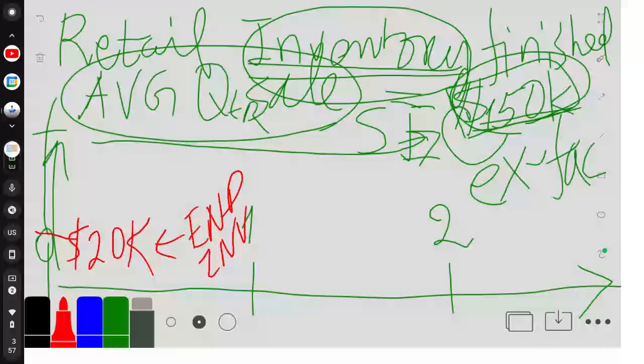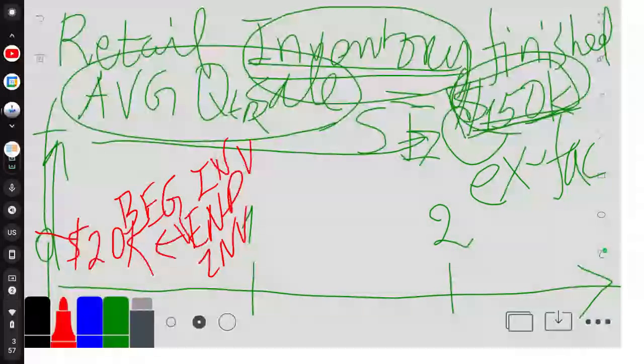So then think about it. Ending inventory of the previous quarter is the same thing as the beginning inventory of this quarter, right? Does that make sense? Ending inventory of the last quarter is the beginning inventory of this quarter. Right? Makes sense, everyone?